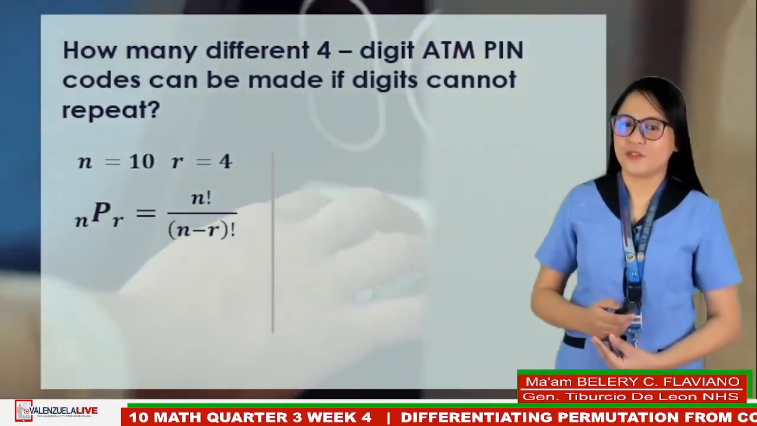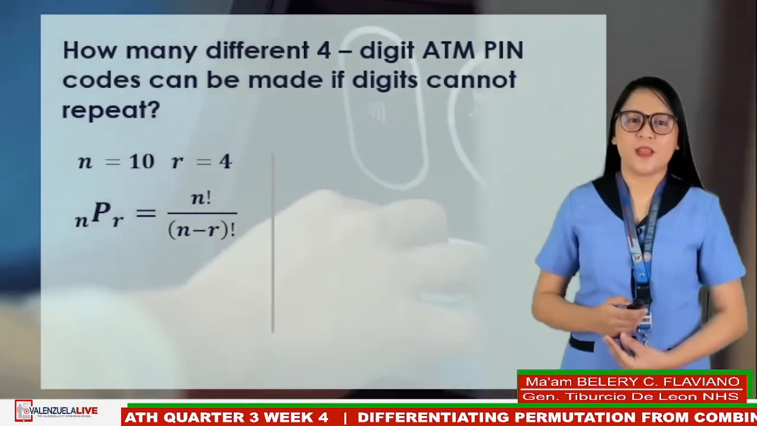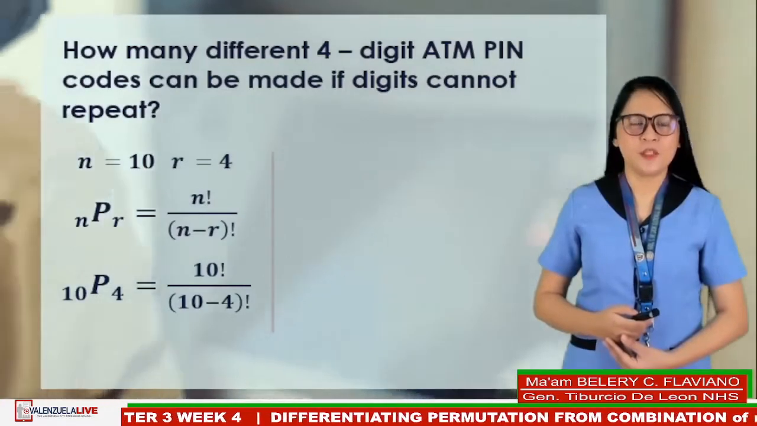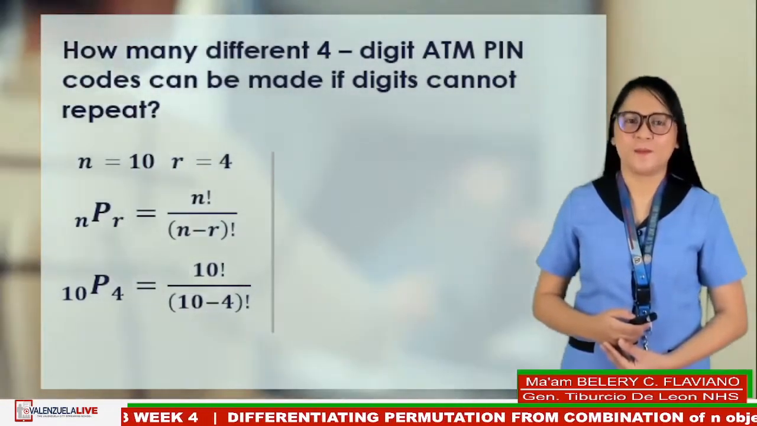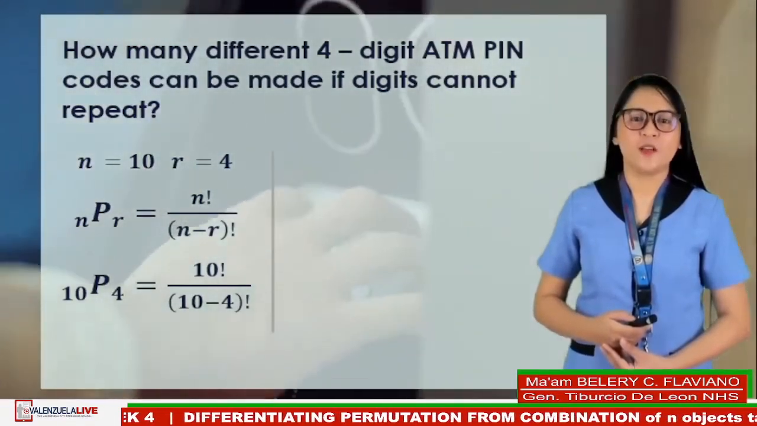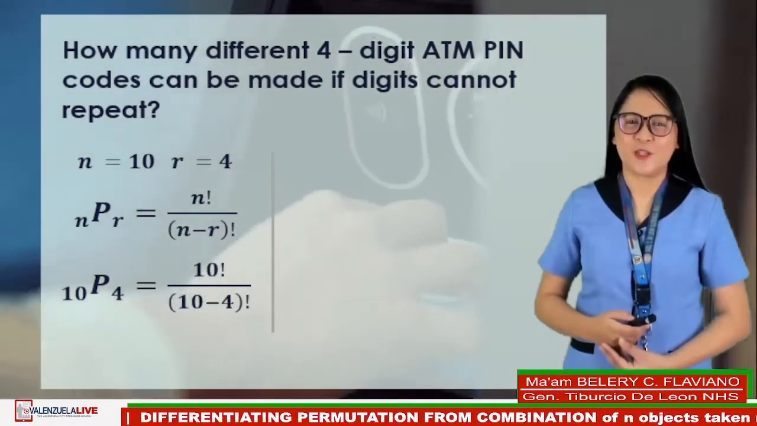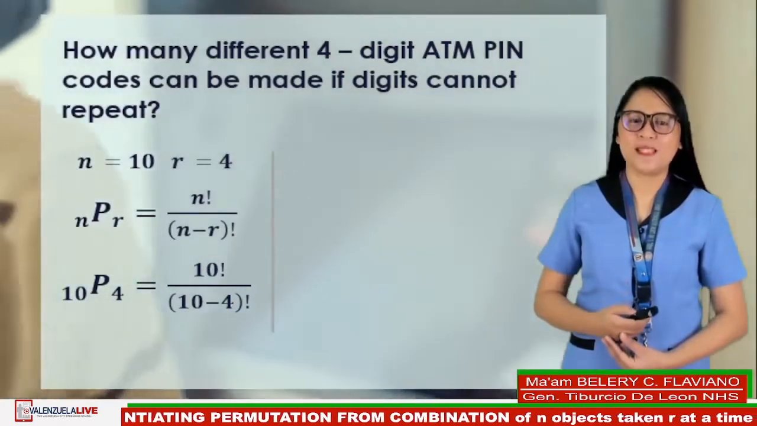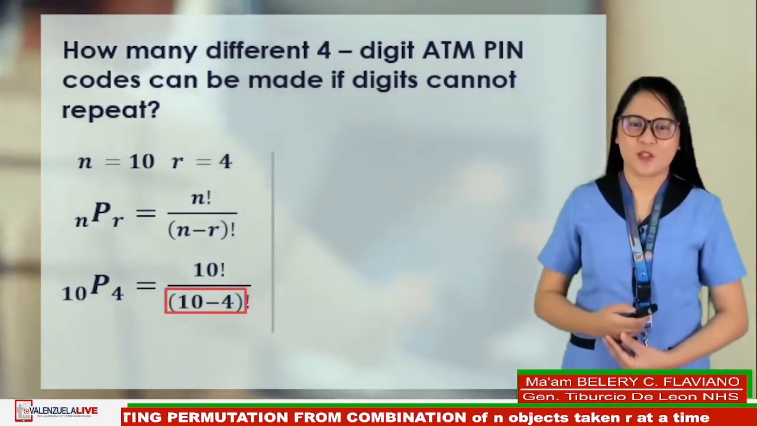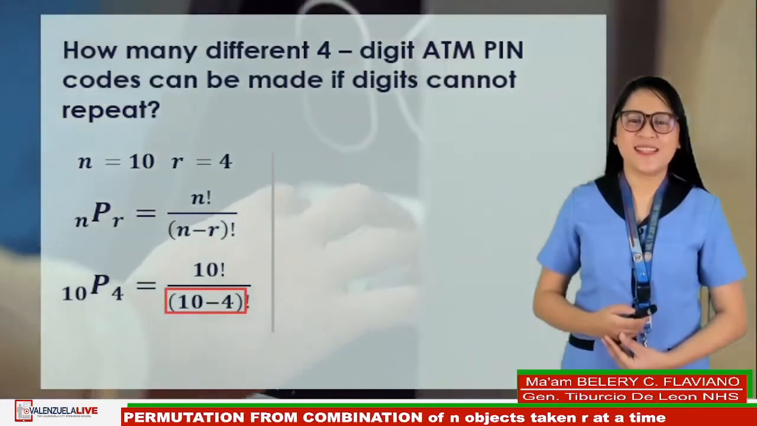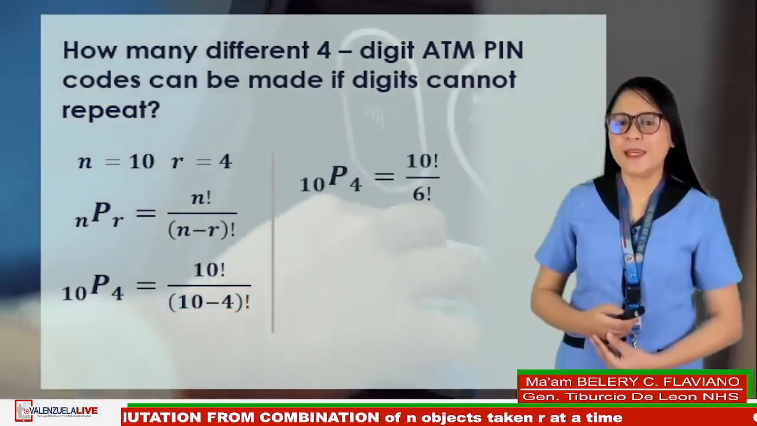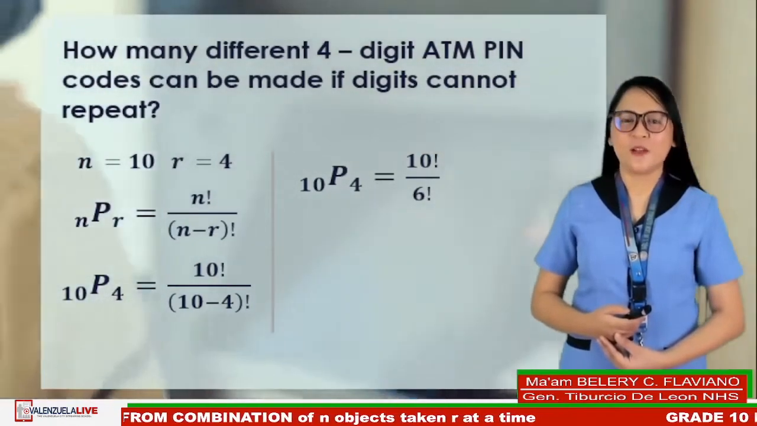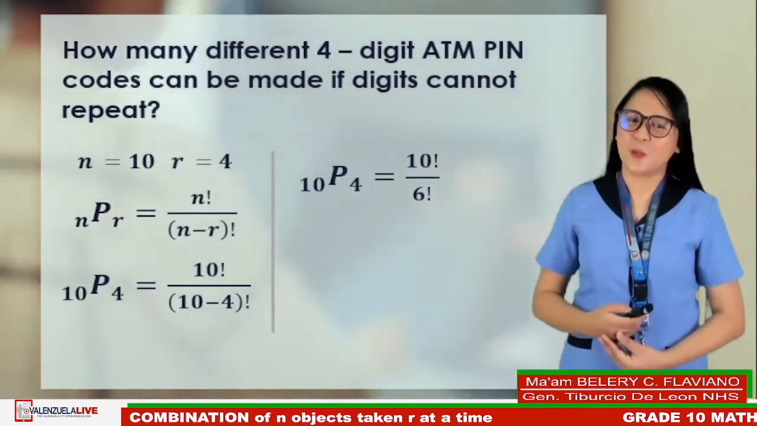Substitute the value of n and r to the formula. We will have 10 taken 4, or permutation of 10 taken 4. That is equal to 10 factorial over 10 minus 4 factorial. Next, simplify the grouping symbol. That is 10 minus 4. That is equal to 6. And our equation will be 10 taken 4 equals 10 factorial over 6 factorial.